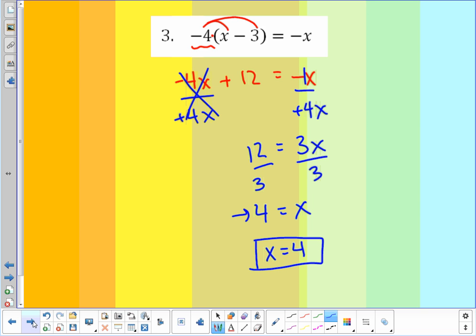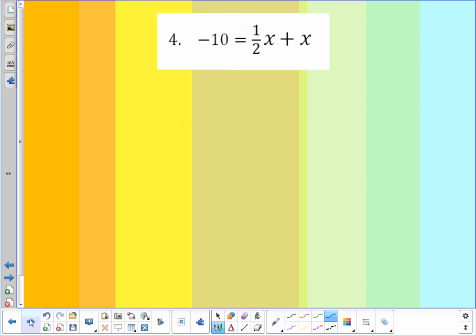All right, one more in this section. I have negative 10 is equal to 1/2 x plus x. So I am going to take a look for any distribution or like terms. I don't see any sets of parentheses, so there's no distribution to take care of. But on the right-hand side of my equal sign, I have some like terms. I have 1/2 x plus 1x, and I need to put those together.